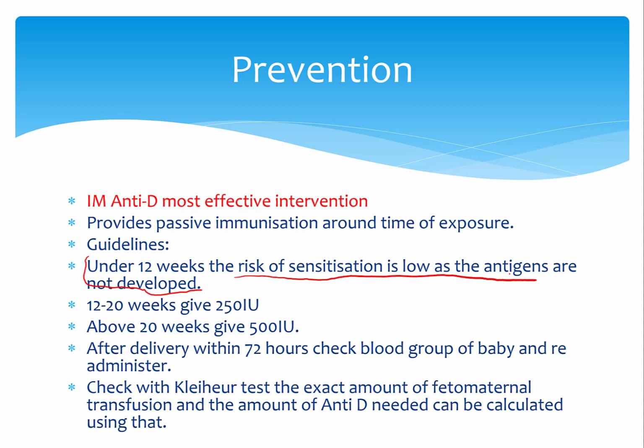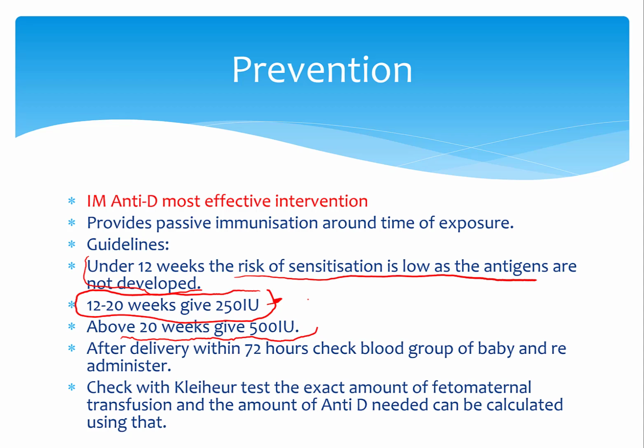From 12 weeks to 20 weeks, you need to give half a dose after any sensitizing episode. That dose can be repeated if there is repeated bleeding. But if you have an ectopic even at 8 weeks, the amount of fetal blood coming into the maternal system is higher. Because of that, it is treated with the full dose. After 20 weeks, we give 500 international units.